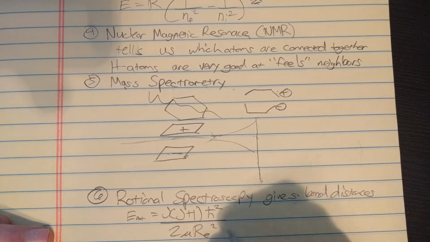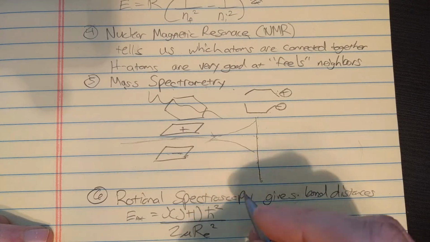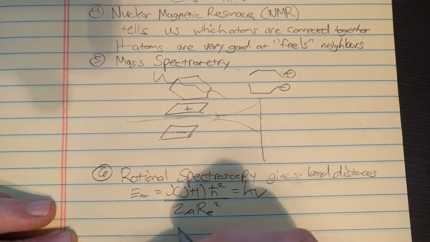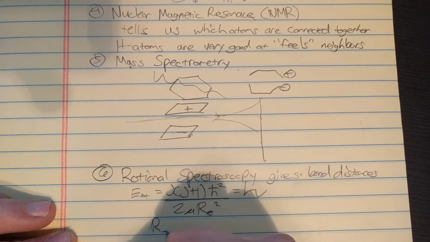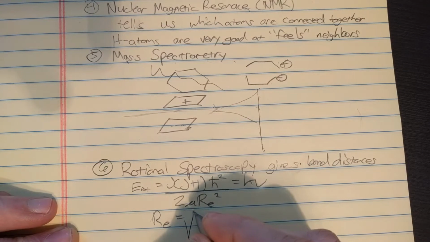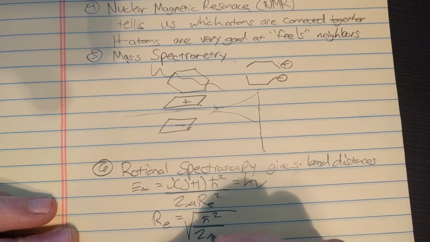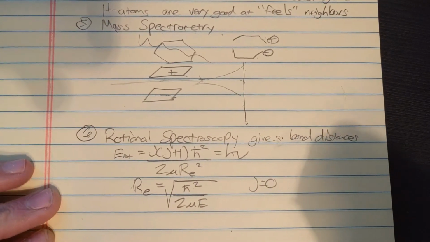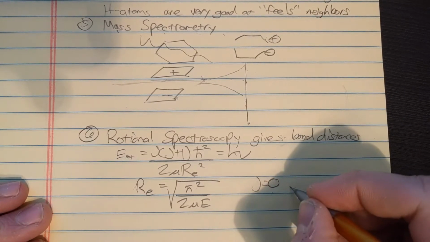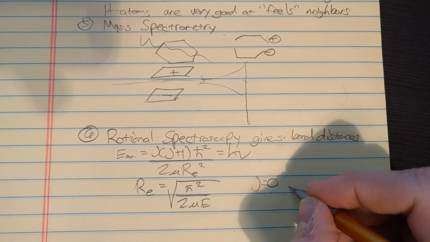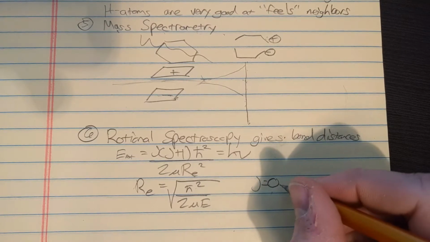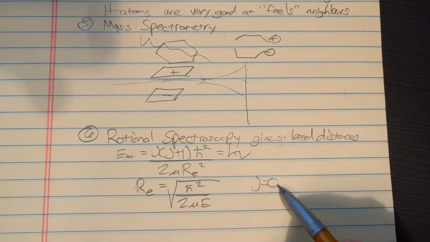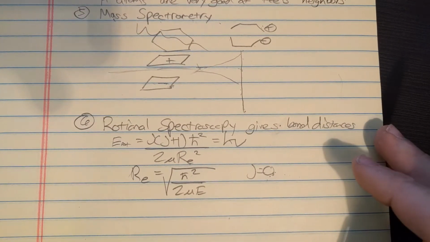Now if you shoot a bunch of different light at your molecule and you happen to find a place where it does absorb that light, well, you know that the energy of light is h nu. Well, you solve for R_e, and you get R_e equals the square root of h bar squared over 2 mu E. And here we can assume J equals 0 if we have our thing at low temperatures, and that means our J equals 0 state is the most populated state. That's a pretty good assumption as you get colder and colder.